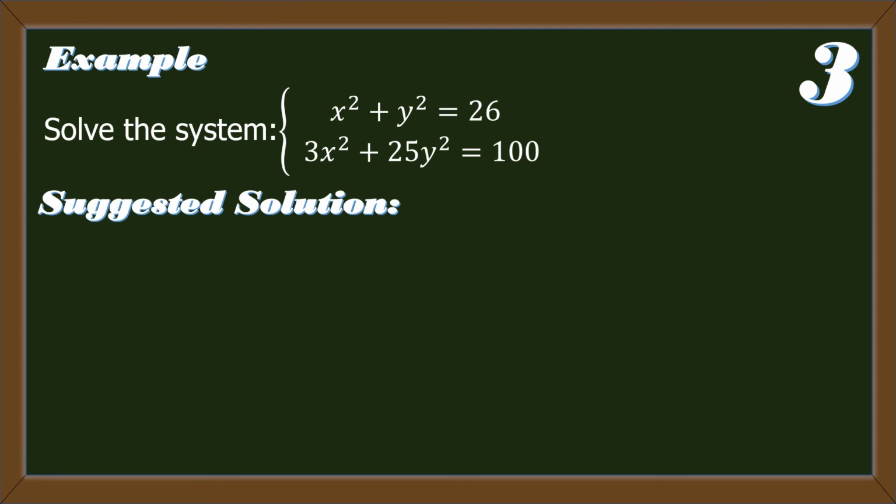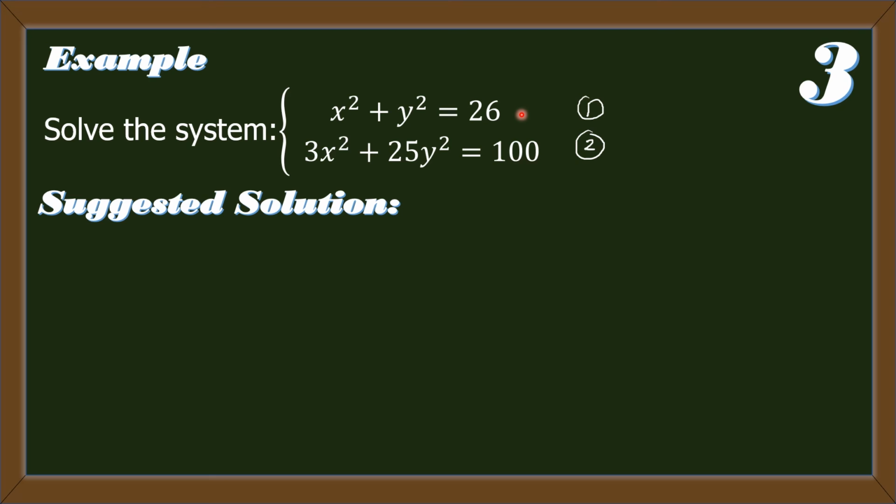This time, for our suggested solution, we're going to use the elimination method that we usually use in linear systems. First, let us label the equation of the circle as equation 1 and the equation of the ellipse as equation 2. To use the elimination method, we're going to manipulate the equations in such a way that we can eliminate one variable and solve for the other variable. In here, we're going to eliminate x squared by multiplying equation 1 by 3.